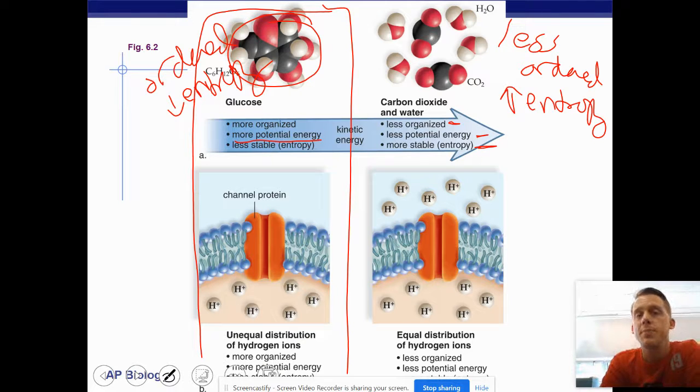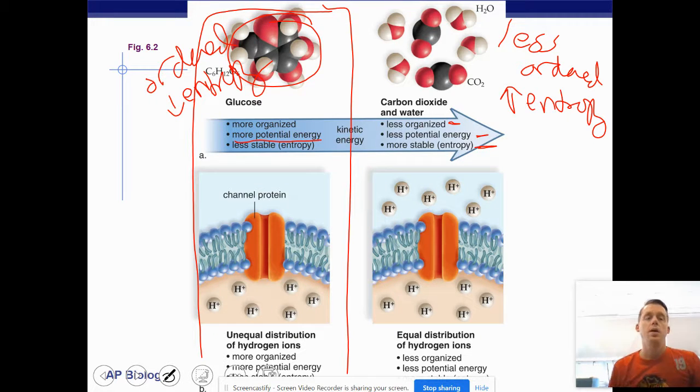They are more stable basically because they have less potential energy. So these things are more likely not to change. Glucose is likely to break down because of that potential energy, because of that organization, because it is not very stable. It's more likely to break down. And these disordered carbon dioxide and water molecules are more stable because they don't have as much potential energy.